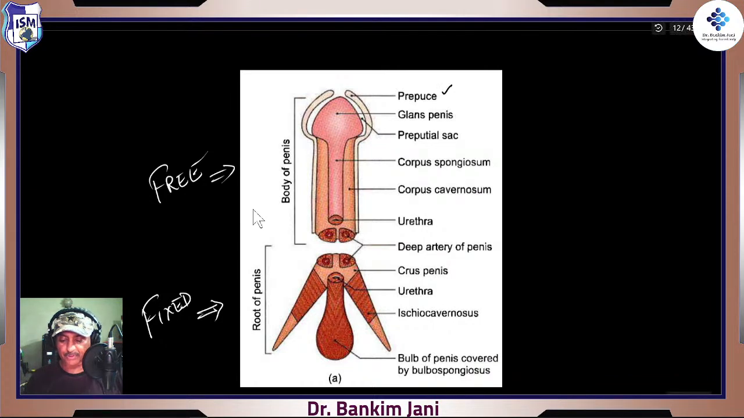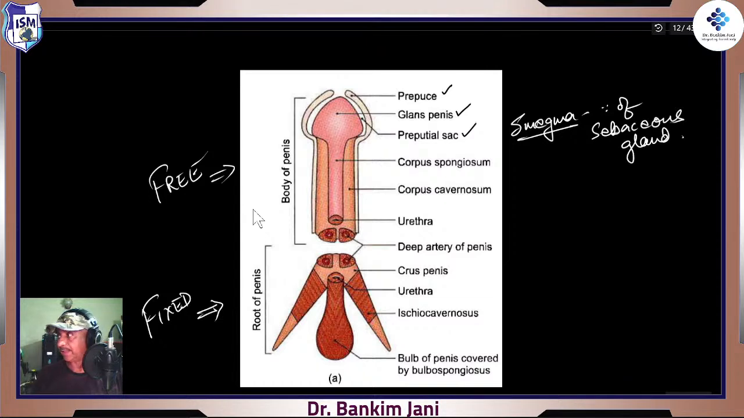So prepuce, the glans penis is, this is the prepucial sac. That is where the smegma, it is the collection, right? It is the collection because of all those sebaceous glands. Smegma because of sebaceous gland. So that's why it is necessary for hygiene purposes, to keep that thing clean.